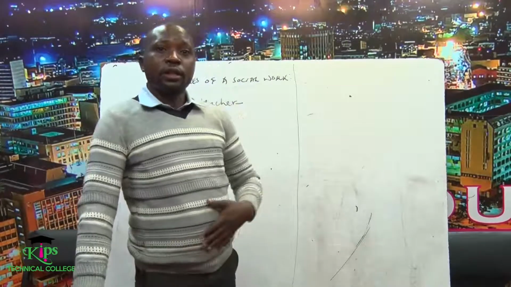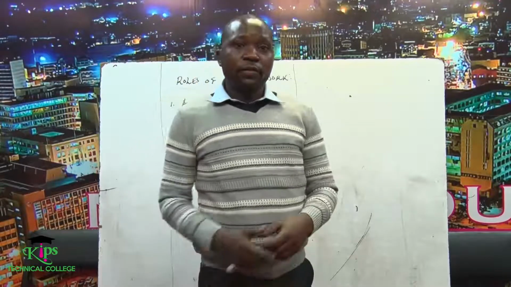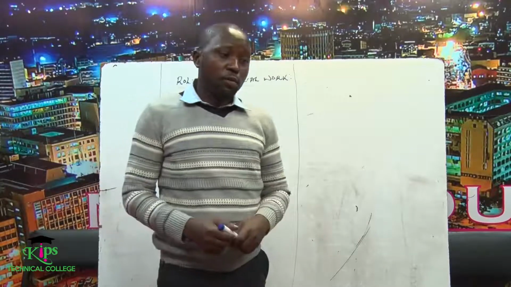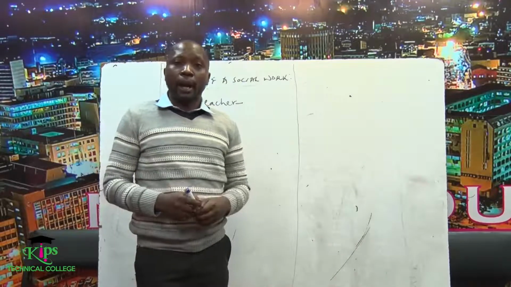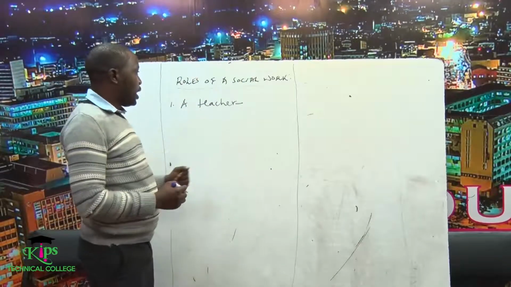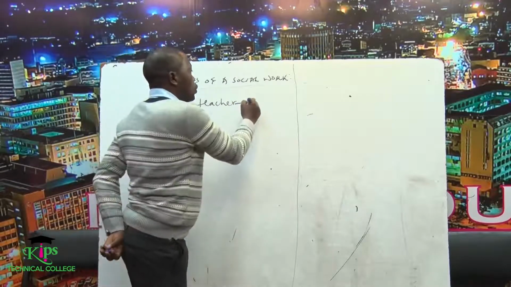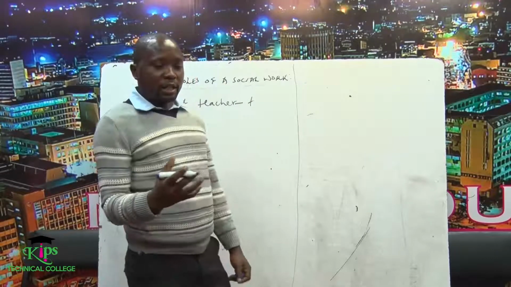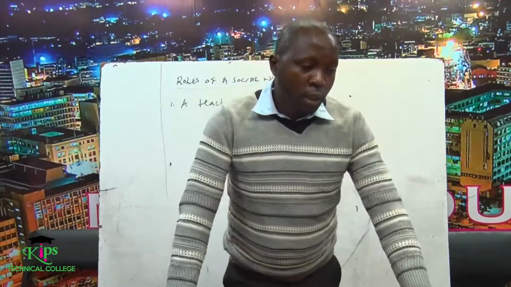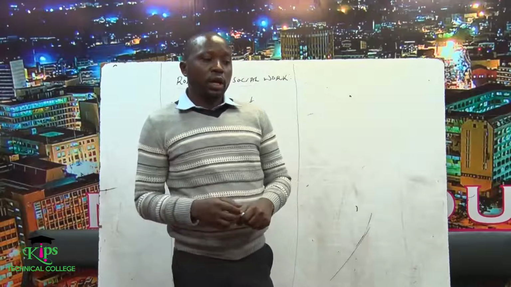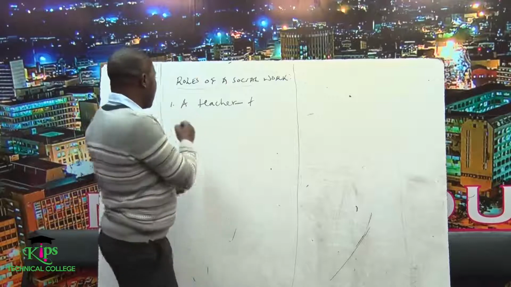Today we are going to look at the roles of social workers in community development. So the following are the general roles of a social worker. Number one is to help people develop their own problem solving and also coping abilities. So in this case, a social worker will have to act as a teacher by trying to teach or to impart the knowledge and skills among the community members so that they can be able to solve problems on their own.